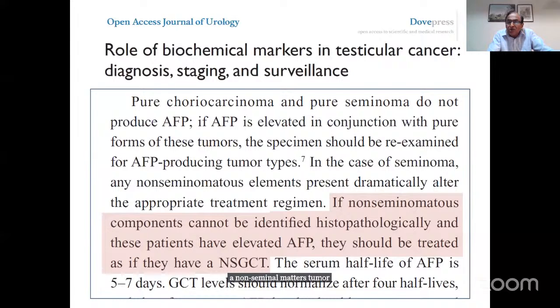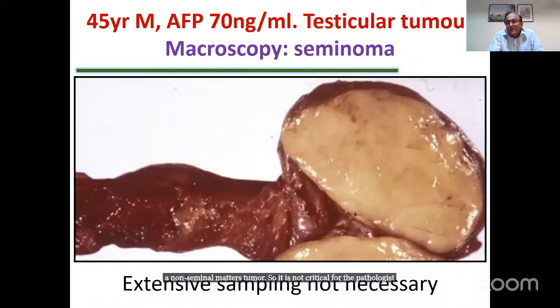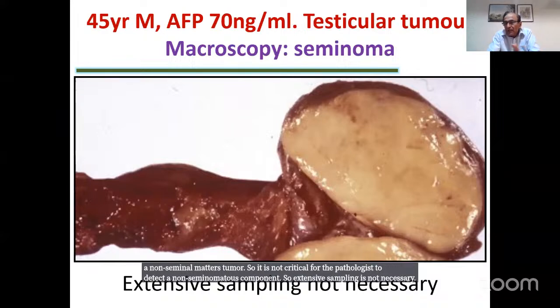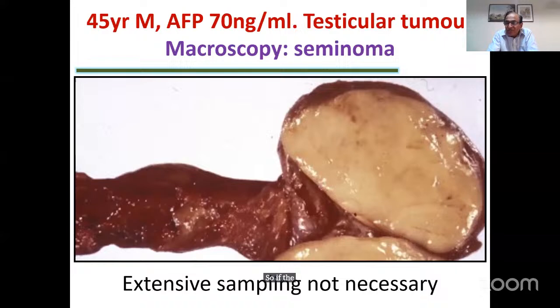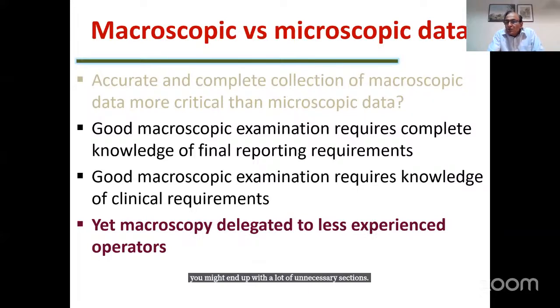So it is not critical for the pathologist to detect the non-seminomatous component. Extensive sampling is not necessary. If the dissector is aware of this, he would not bother to take too many blocks. If you're not aware of this, you might end up with a lot of unnecessary sections. So you need to know both the final reporting requirements for the pathologist and the final clinical requirements.